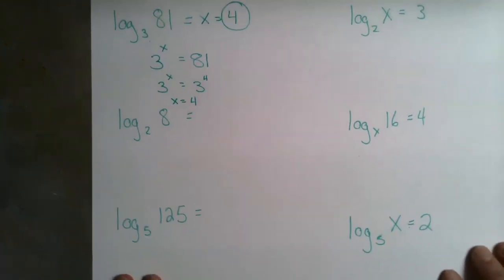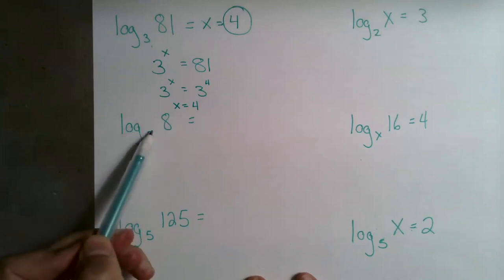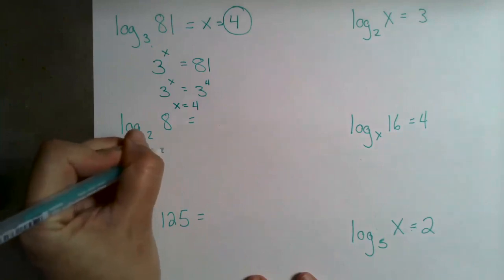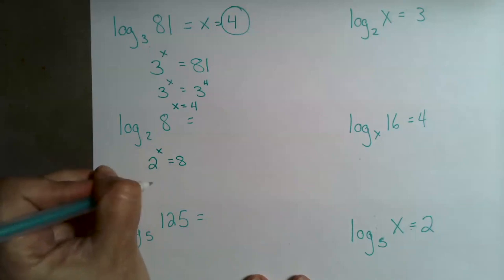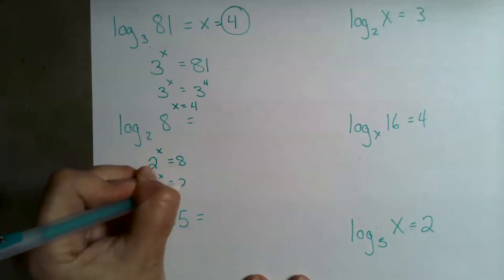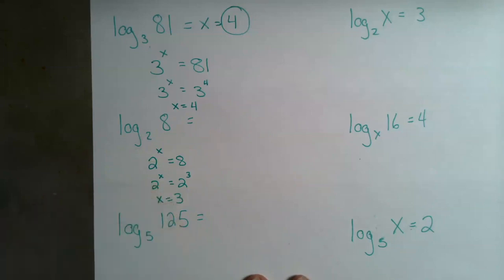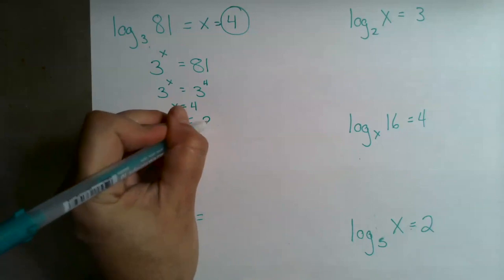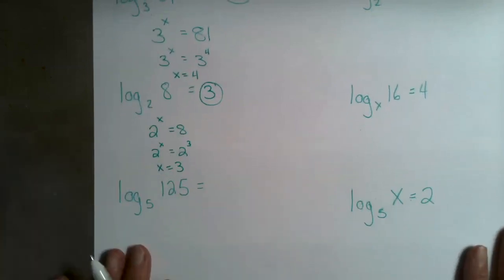Let's do it again here. Log base 2 of 8. That's saying 2 to the what equals 8. 8 we know is 2 to the third. So the answer to our question, log base 2 of 8 equals 3.